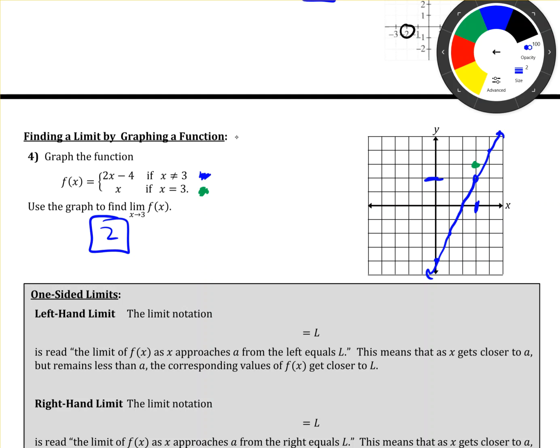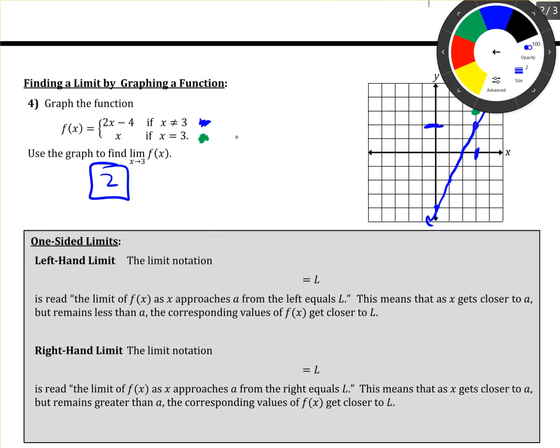Now, one thing to keep in mind here is, remember what I said, it doesn't matter what happens at the point, only what happens near the point. So if I look at this, I could not know what this is at all. That wouldn't matter. And I see that if I plug 3 into this guy, I get 2 times 3 minus 4, which gets me 2. That ends up being my limit, because what happens at the point doesn't matter. Only what happens near there.